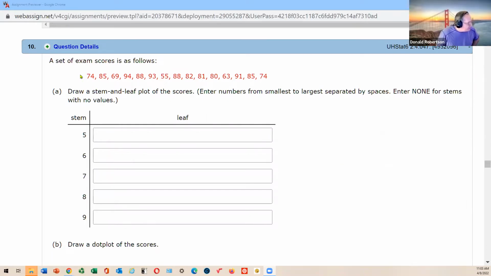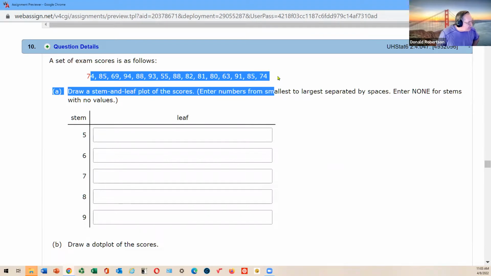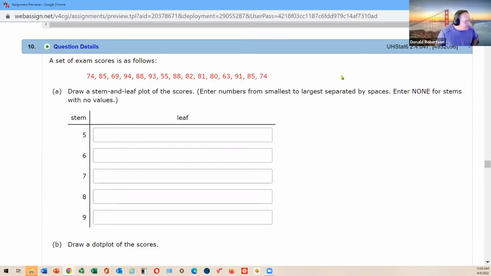You've got a set of data, all these red numbers. The fact that it's red means it's randomized. That means somebody else doing the same question gets a different group of numbers, so you can't really compare answers easily. And in this stem, the 5, 6, 7, 8, 9 represent the 50s, the 60s, up to the 90s. And this is how I would complete this particular stem and leaf.